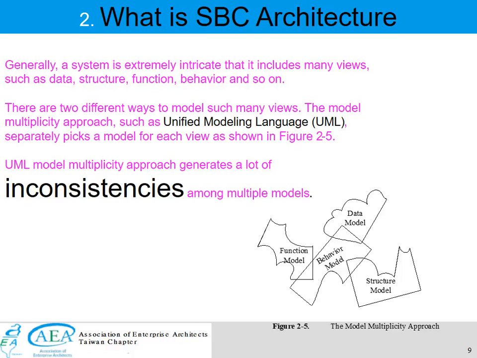Chapter 2. What is SBC architecture? Usually, a system is very complicated, so it includes a lot of views. There are 2 different ways to model these many views. The first one is called multiple model, such as UML. The UML approach will generate a lot of inconsistency among these multiple models, as shown in Figure 2-5.